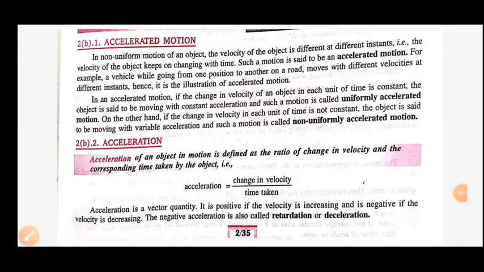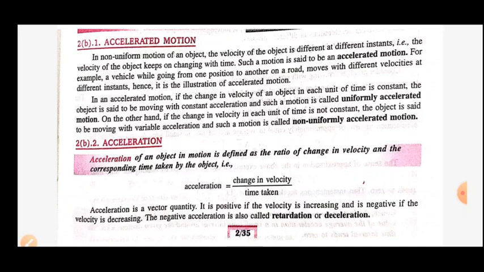So today let's start to discuss the rest of the topic in the case of motion in straight line. While discussing motion in straight line, we have discussed first of all distance and displacement. Later we have discussed speed and velocity. So let's see now what is accelerated motion.